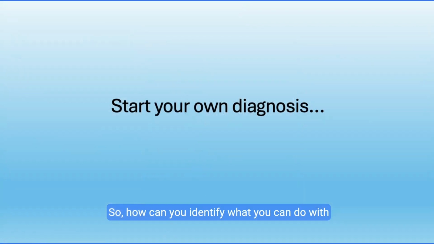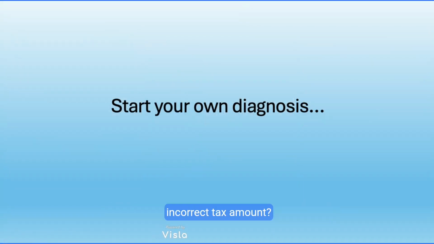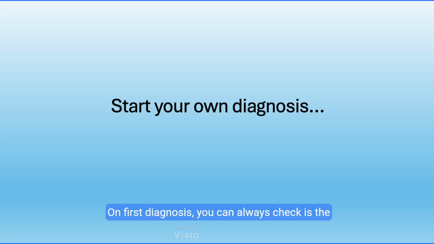So, how can you identify what to do with an incorrect tax amount? On first diagnosis, you can always check if the computed tax amount has a huge difference compared with your expectation. Generally, if the amount is small, it usually has something to do with tax relief, or earnings could be wrongly tagged as taxable or non-taxable.